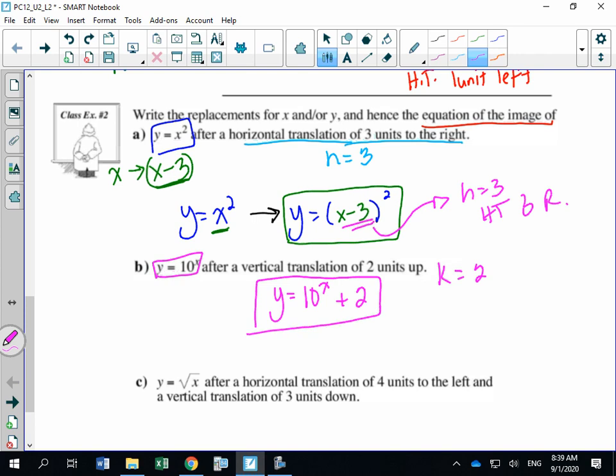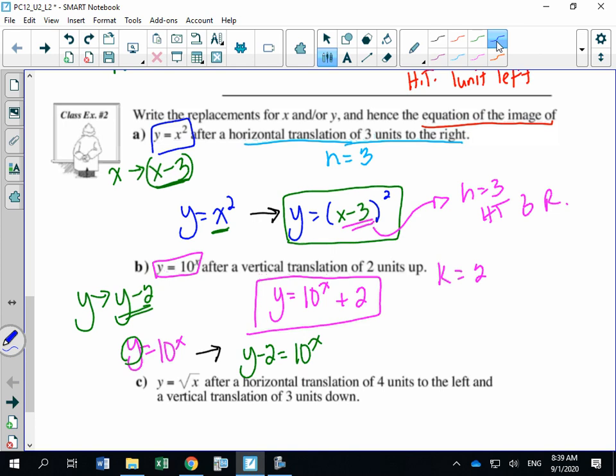But the question says they want replacement notation. So how we get this final answer is we're going to take out y. Our k parameter is a y replacement. And what we're going to replace it with, y is going to be replaced with y minus 2. So again, just to show how we got that final answer, you take your original equation, which is y is equal to 10 to the power of x. After it undergoes the transformation, the y comes out and y minus 2 goes in. Y minus 2 is equal to 10 to the power of x.